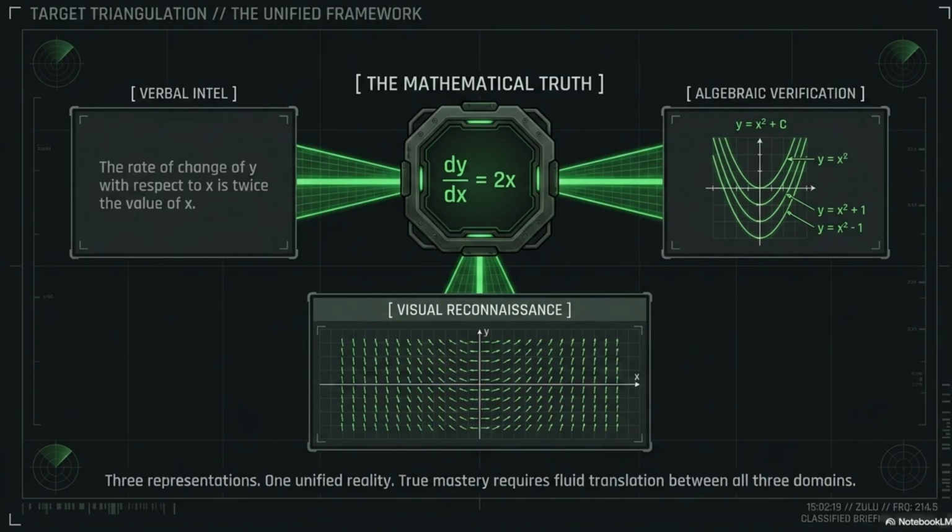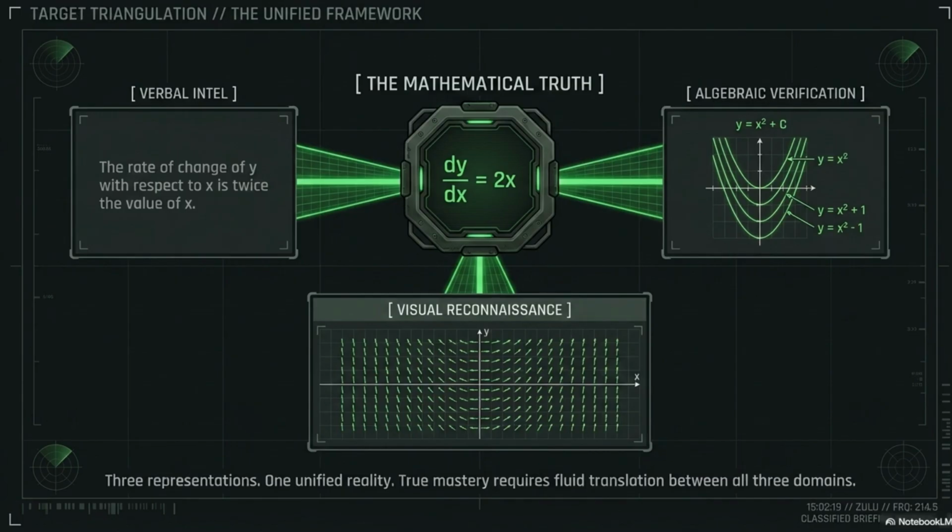True mastery requires target triangulation. You must recognize that verbal intel, algebraic equations, and visual slope fields are three representations of one unified mathematical reality. A successful agent can seamlessly translate a verbal rate of change into a differential equation and then map that equation to its visual slope field counterpart.